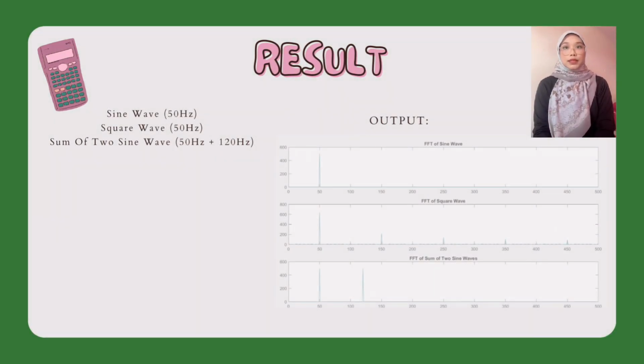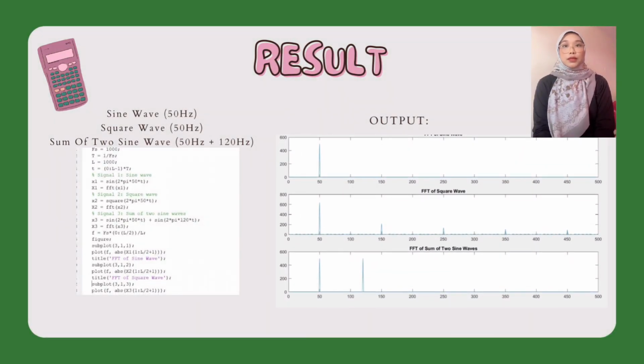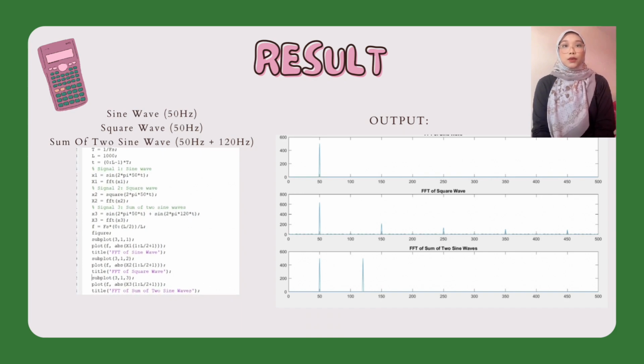For the FFT sine wave, let's begin with the first signal, a pure sine wave at 50 Hz. In the code, we define this using the sin(2 pi 50 t) function and calculate its FFT. The plot shows a single peak at 50 Hz, which is expected since a sine wave has one frequency component. This confirms the accuracy of the Fourier transform in isolating the frequency content.